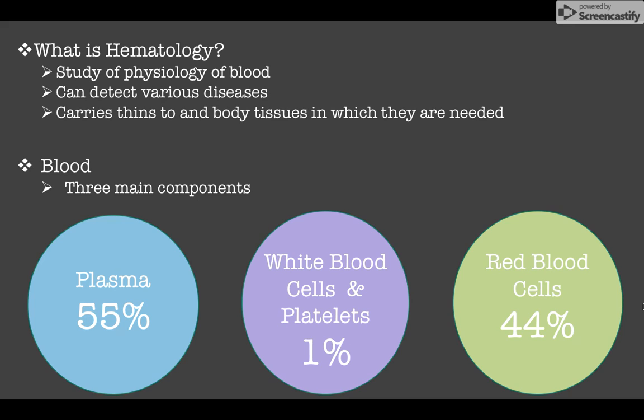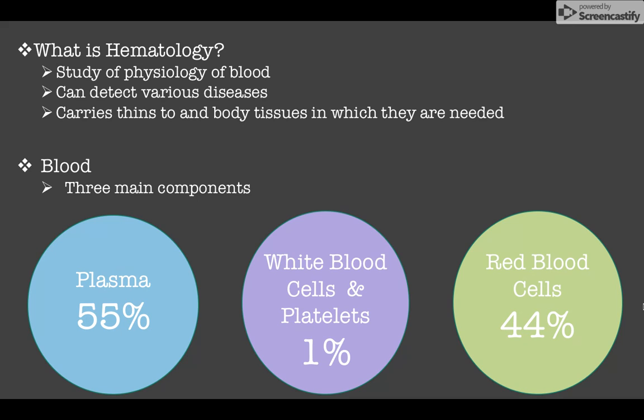First, we have plasma. This is the liquid component in blood that is made up of water, sugar, fat, proteins, and salt. Plasma makes up 55% of our blood. Next, we have white blood cells and platelets, which only make up 1% of our blood. White blood cells, also called leukocytes, help protect our bodies from infection. We have much fewer white blood cells than red blood cells.